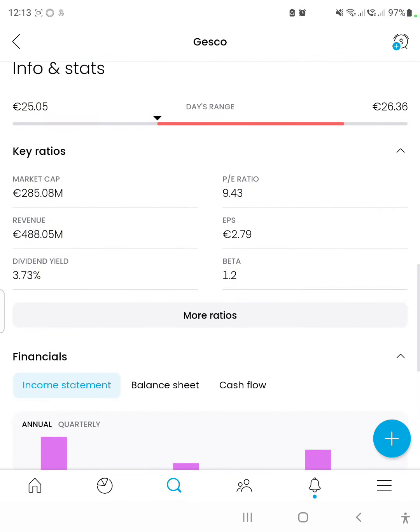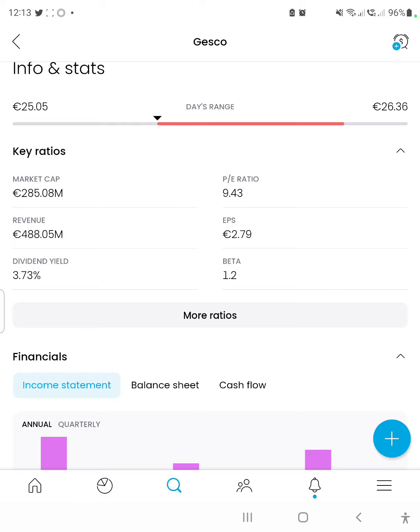The market cap, which is the overall price of the company, is 285 million euros, which of course is less than 1 billion euros, which is not the best, but I've seen worse. The PE ratio is 9.43, which is around the 10 mark, which I would say is a very good level.